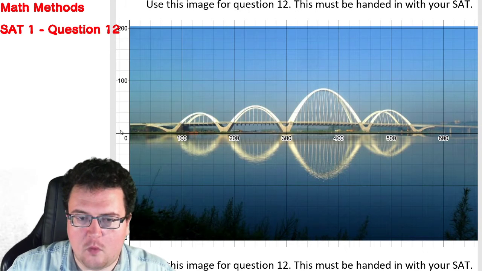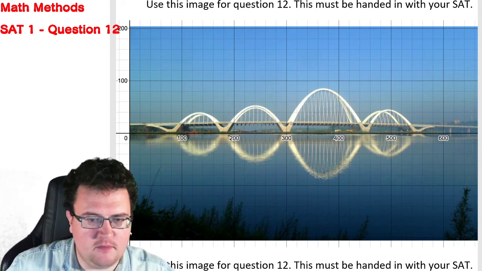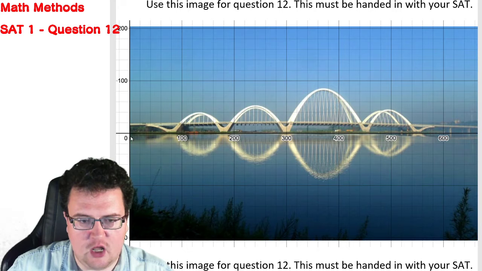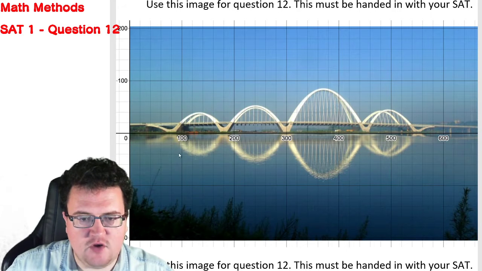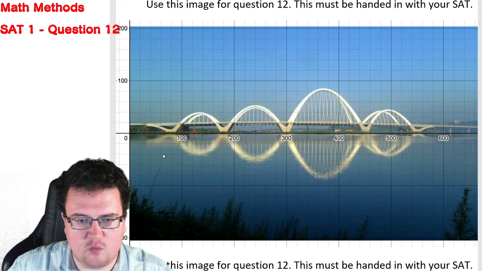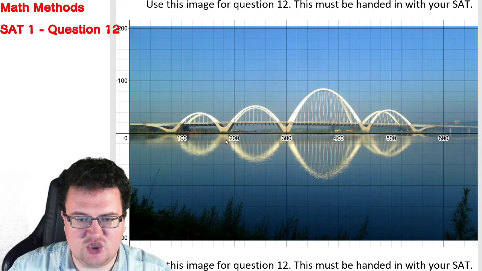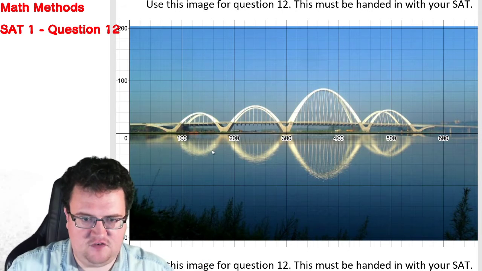Now, the thing that a lot of people did was they measured from here. They measured from above the water, but if you look at the water line, well, that's on 0. So if you can match your curves to what's going on here, that makes your life a little bit easier. Every single one of these horizontal lines or vertical lines is 20 units.